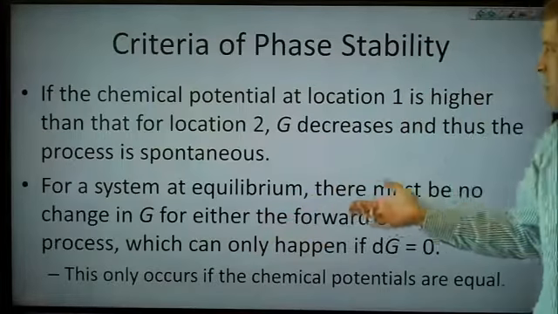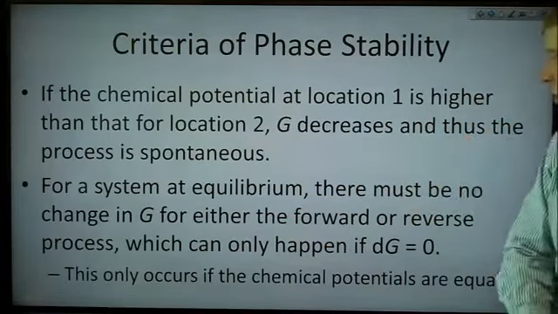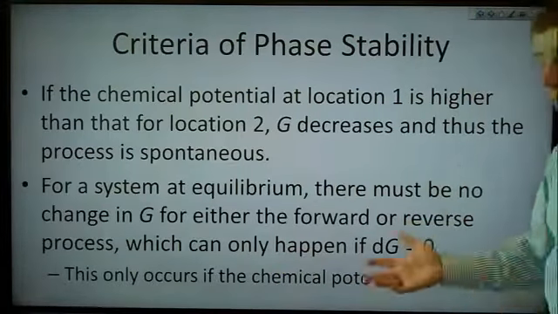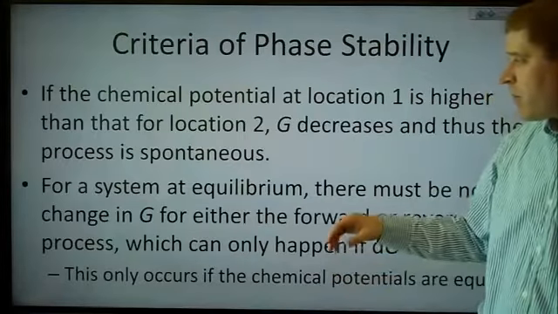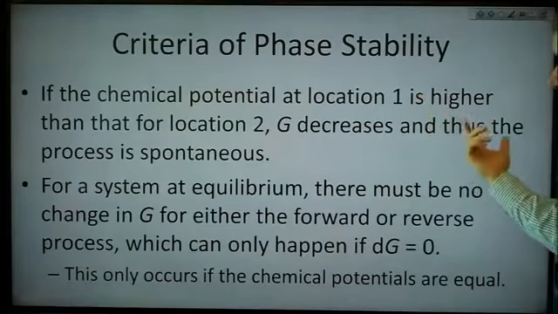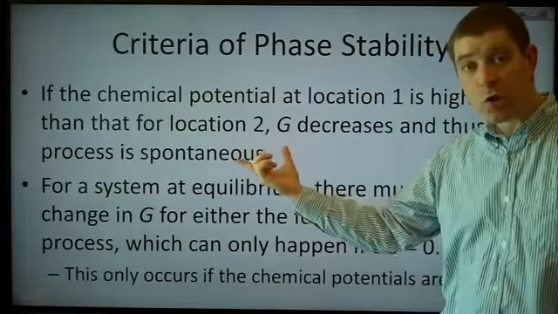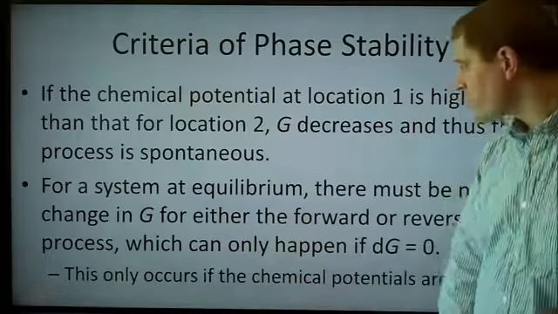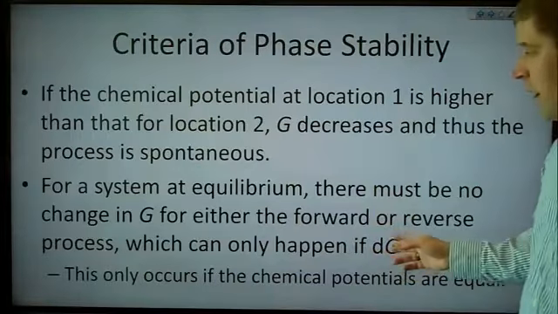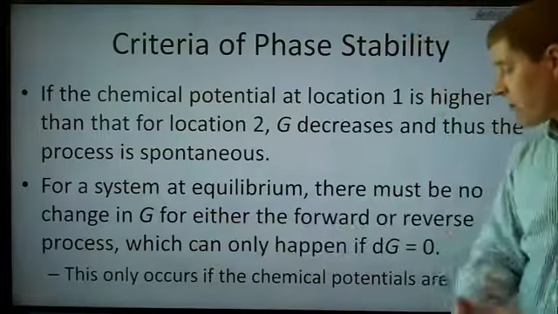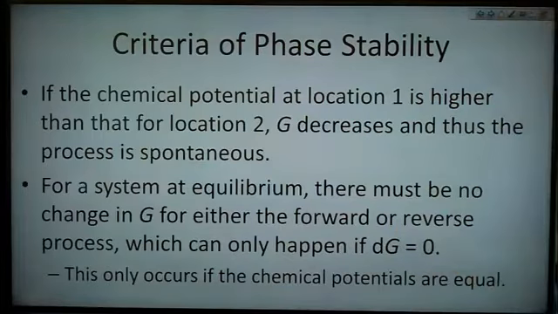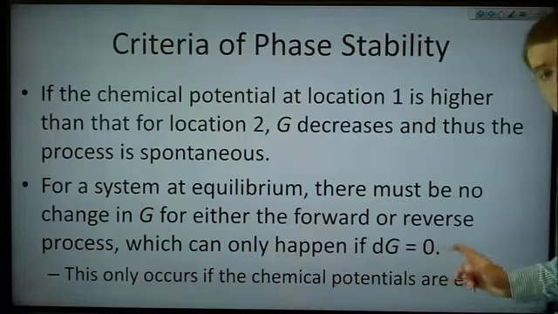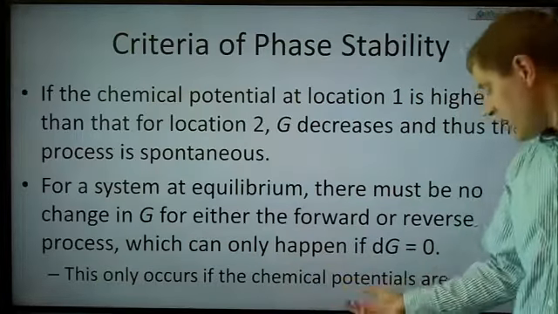And so if the chemical potential at location 1 is higher than at location 2, then the Gibbs energy decreases, and thus the process is spontaneous. On the other hand, if the chemical potential for location 1 is lower than the chemical potential for location 2, then the process is non-spontaneous because Gibbs energy is increasing. So for a system at equilibrium, there has to be no change in the Gibbs energy for either forward or reverse processes, which can only happen if the change in Gibbs energy is equal to 0, and this only happens if the chemical potentials are equal.